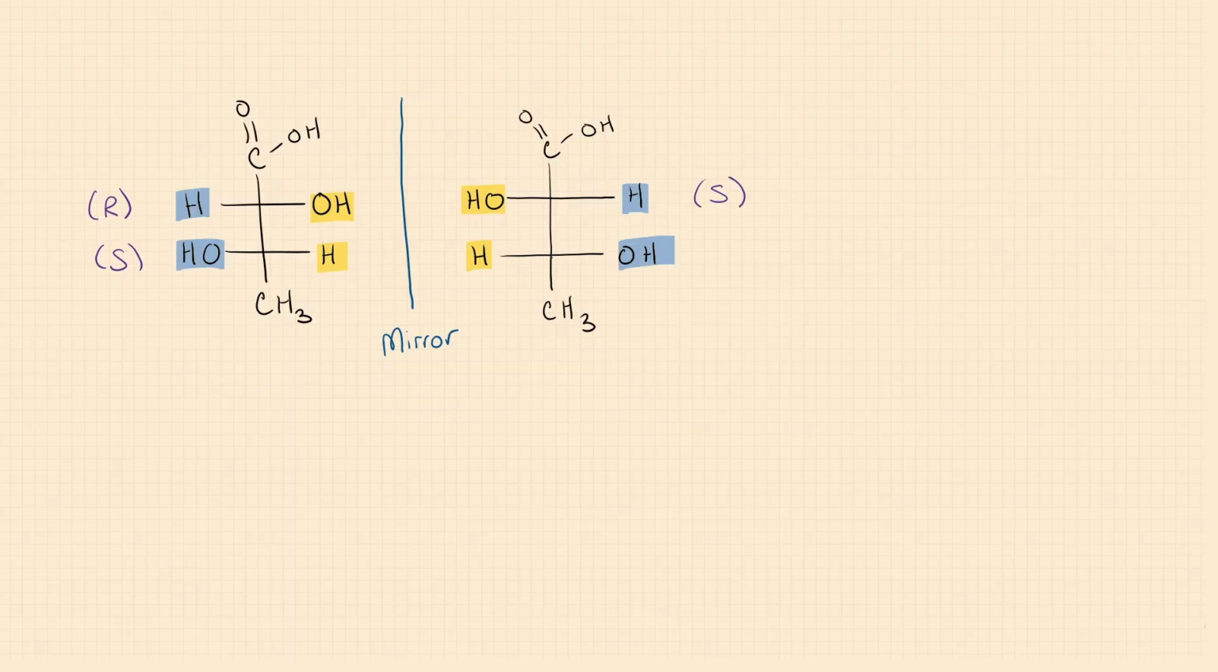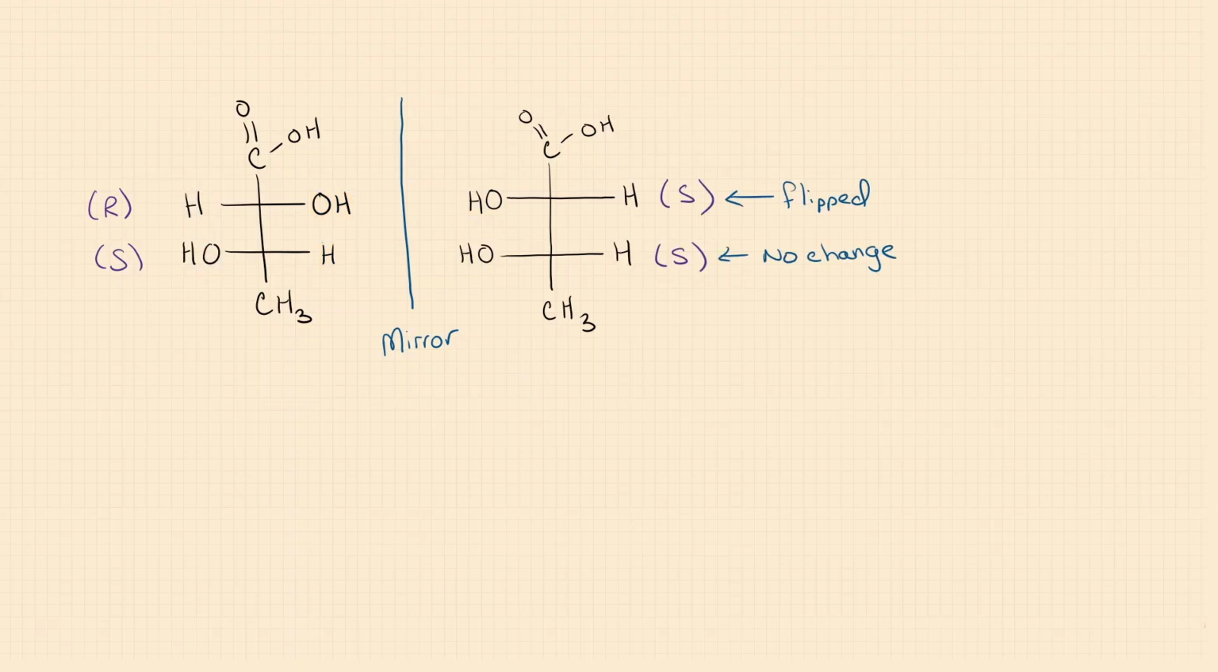And same thing on the bottom. We now have 1 on the right and 4 on the left, and it flips the configuration. Since all our configurations have flipped, we indeed have an enantiomer. If we're comparing two molecules and only one of the chiral centers is flipped instead of all of them, that would make it a diastereomer.